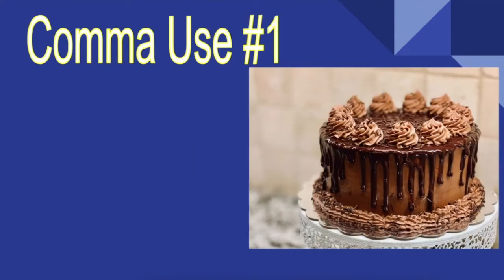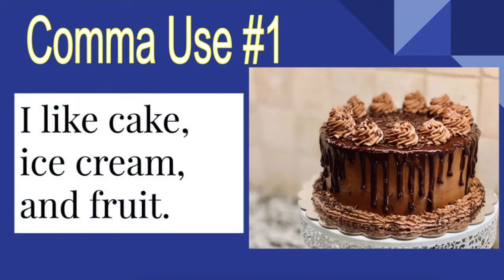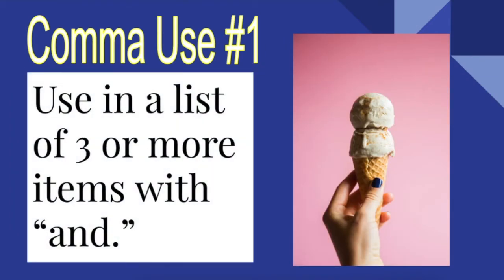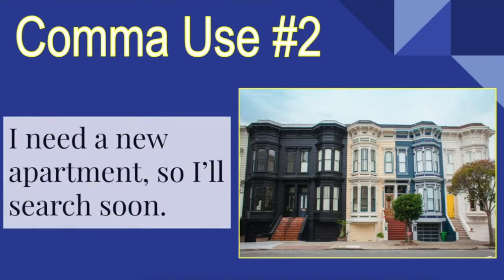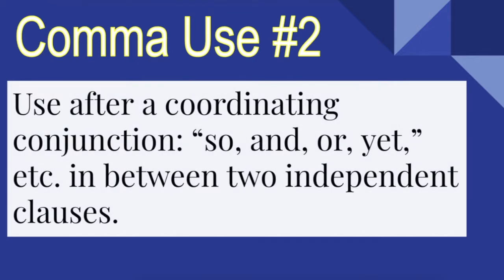Let's look at comma use number 1. I like cake, ice cream, and fruit. So use a comma in a list of 3 or more items with and. Comma use number 2. I need a new apartment, so I'll search soon. So you can see the comma here before so. Use a comma after a coordinating conjunction, so, and, or, yet, etc., in between 2 independent clauses. So there are other coordinating conjunctions. However, so, and, or, and yet are the most common ones.